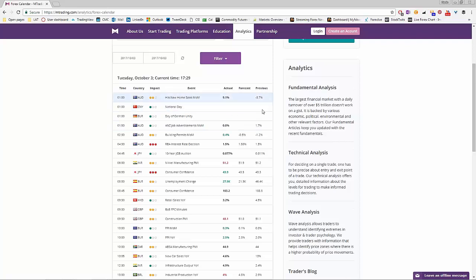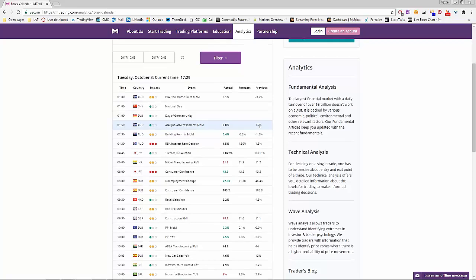So the first we know is what is the previous. So what was released the previous period. It could be previous quarter, it could be previous month, it could be the previous week. Some news are based on a weekly basis, some on a monthly basis, some are quarterly news, some are yearly news. So that's the key point there. So this is showing us the previous result of that particular news.